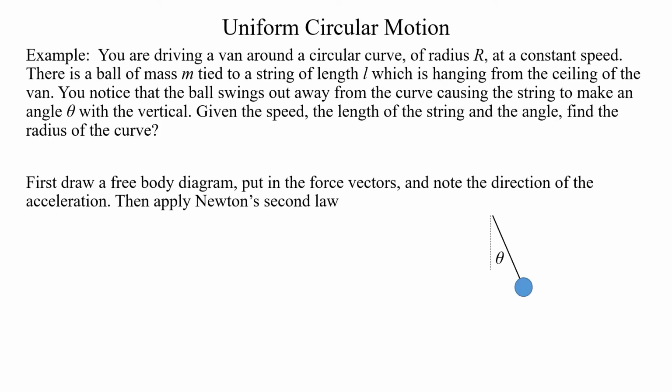All right, here's another example. You are driving a van around a circular curve of radius r at a constant speed. There is a ball of mass m tied to a string of length L, which is hanging from the ceiling of the van. You notice that the ball swings out away from the curve, causing the string to make an angle theta with the vertical. Given the speed, the length of the string, and the angle, find the radius of the curve.